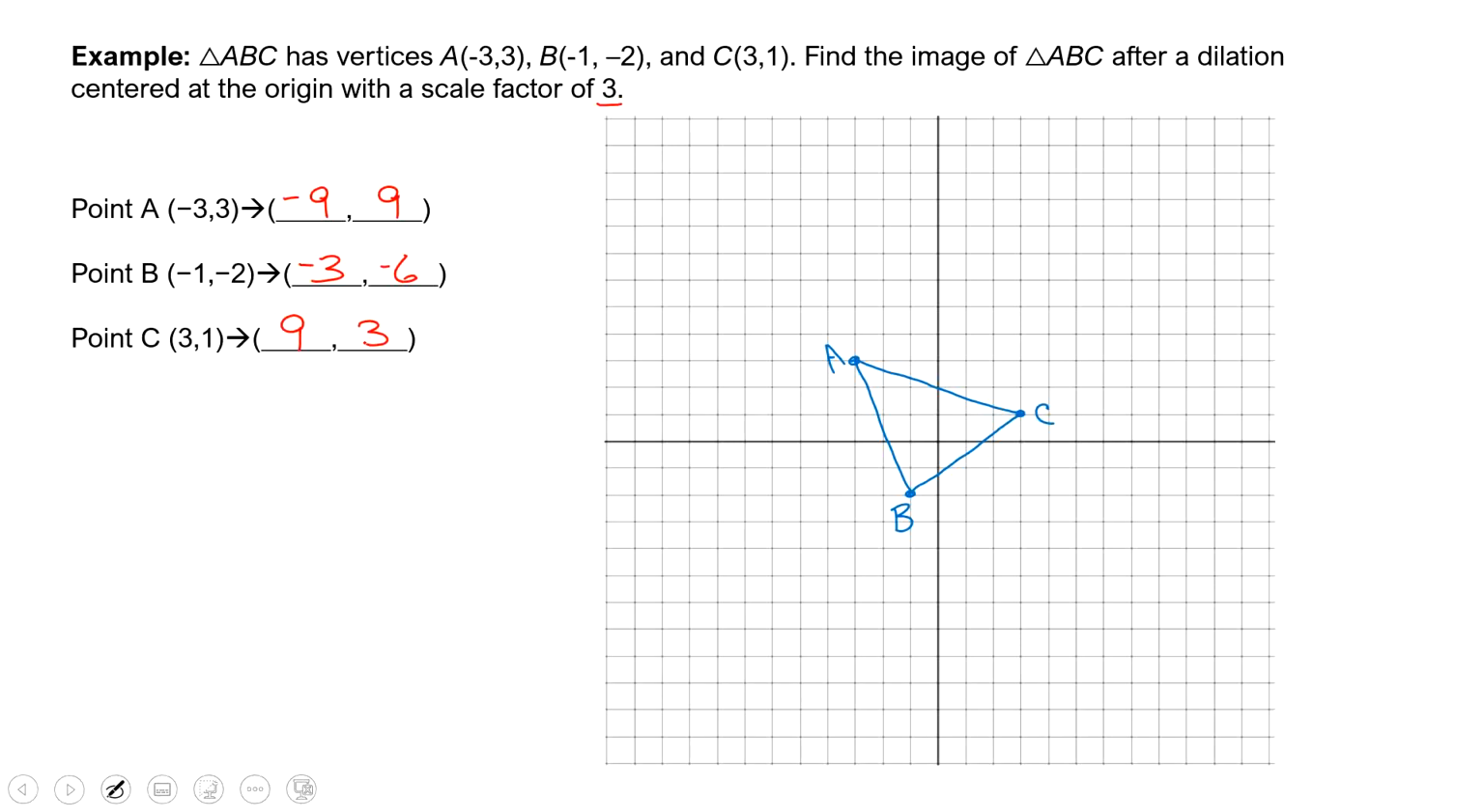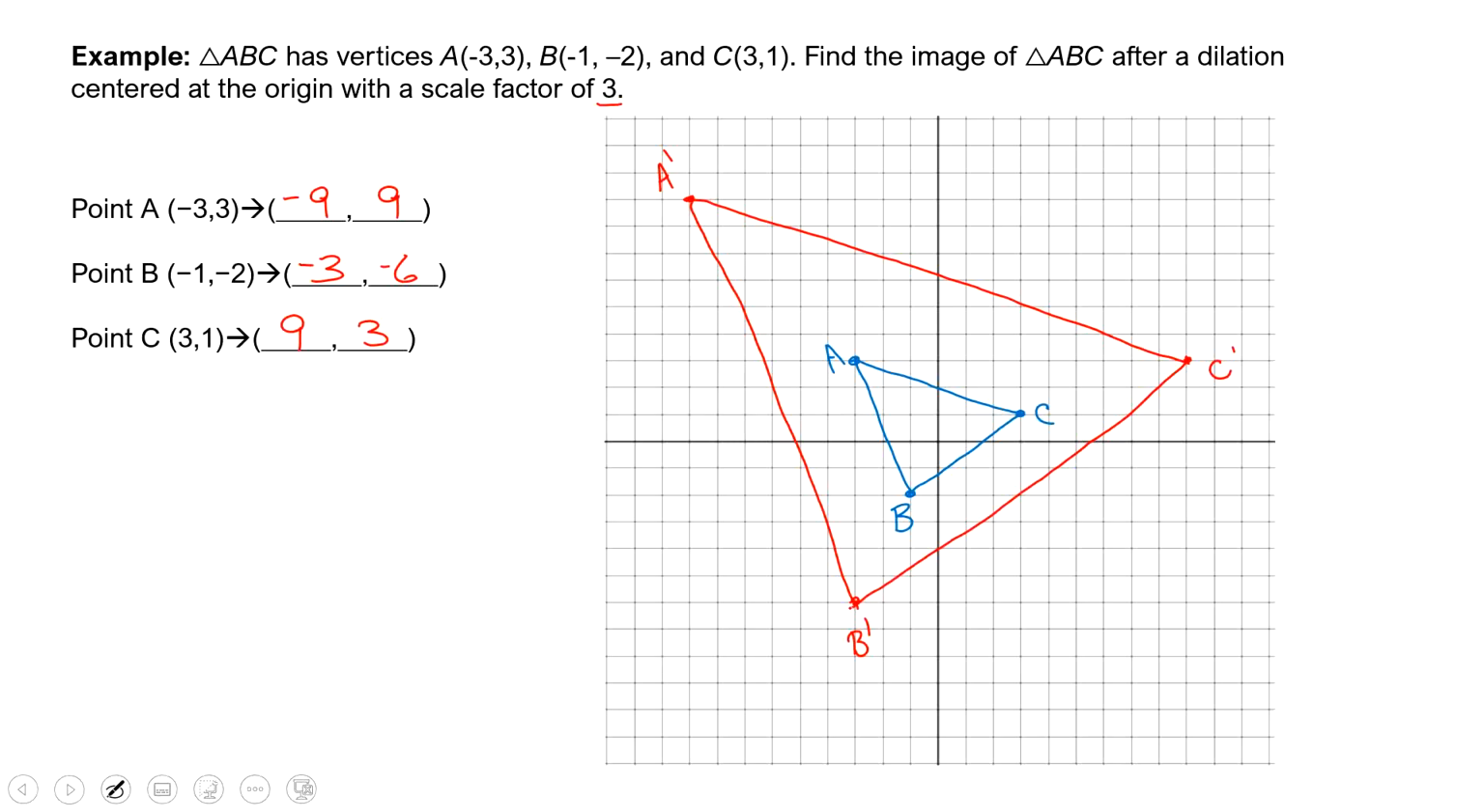So again, we plot those. I go over to negative 9, then up 3, 6, 9. So here's my new A prime point, we're going to call it. B is at negative 3, negative 6. So I have negative 3 down to negative 6. So here's my new B prime. And C is over to 9, then up 3. 3, 6, 9. Yeah. So here's my new C point, C prime. And again, we're just going to connect our points. So this is our triangle scaled up by a factor of 3.